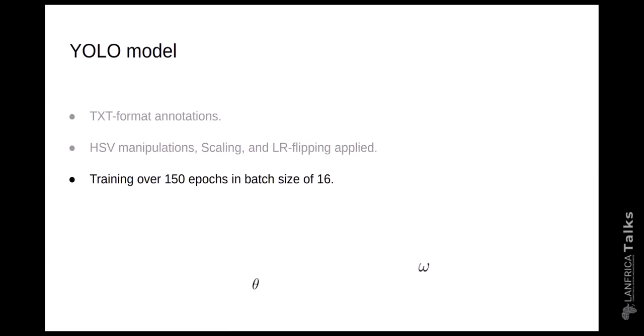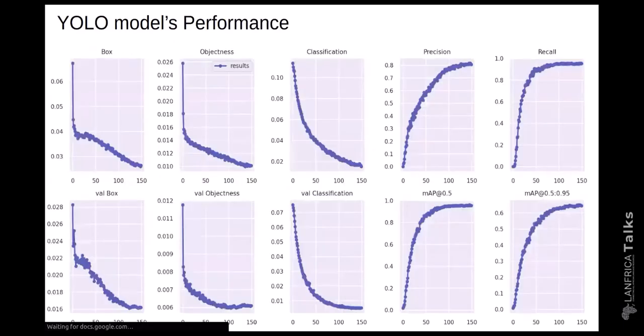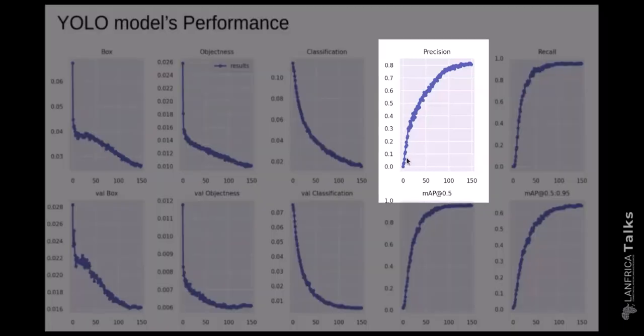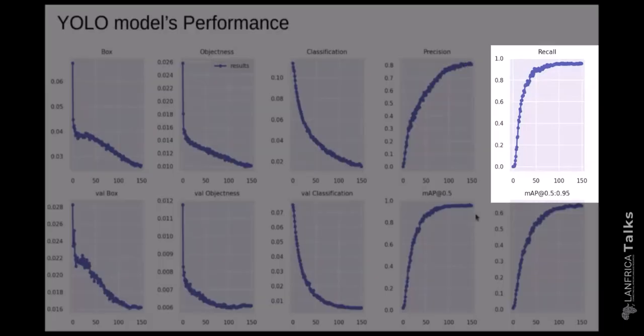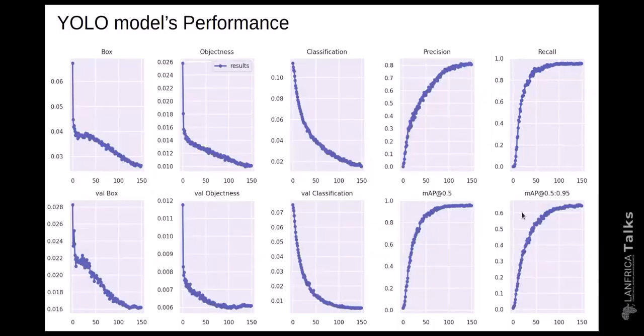And then finally, I trained about 150 epochs with a batch size of 16. I should also mention that for the YOLO model, I made use of the PyTorch framework for the development. So in the end, this was what I had. You can concern yourself a lot with all the charts here, but some that you might want to pay attention to are the precision score, which is around 87%, and the recall score, which is around 98%, and then there's mAP at 0.5, and mAP at 0.95. I'm going to explain in a bit.